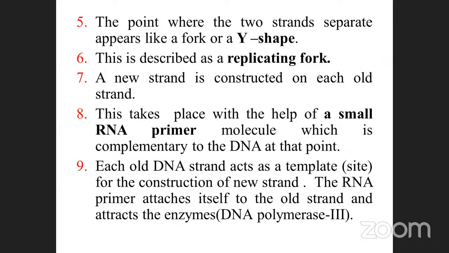The point where the two strands separate appears like a fork of Y shape. This is the unwinding part, this is the Y-shaped nature. When we see the Y shape, that is called the fork. This is described as a replicating fork. This part is the replicating fork. Already you know, the new strand is constructed on each old strand. The parental strand is followed by the complementary new strand. Likewise, on the opposite side, there is an old strand followed by a new strand.